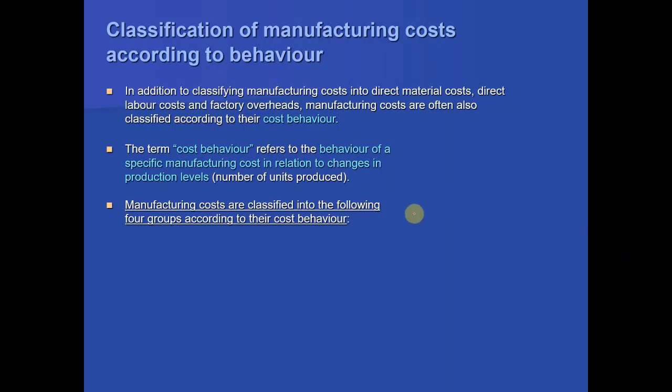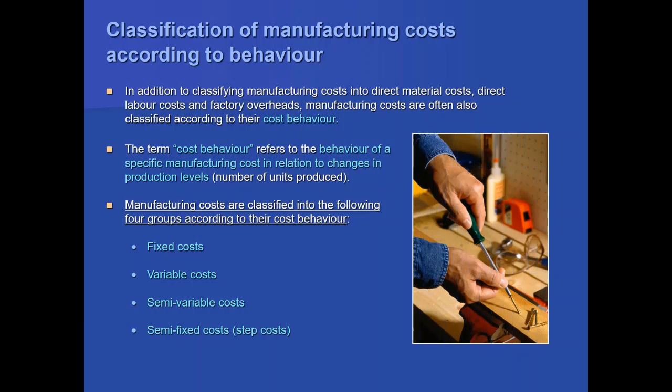Manufacturing costs are classified into the following four groups according to their cost behavior. Firstly, we have the fixed costs. Secondly, variable costs. Thirdly, semi-variable costs. And finally, semi-fixed costs, or so-called step costs. So let's first focus on fixed costs.